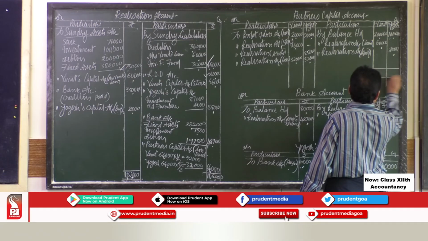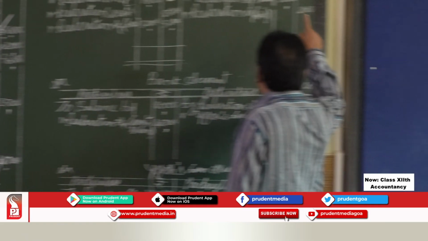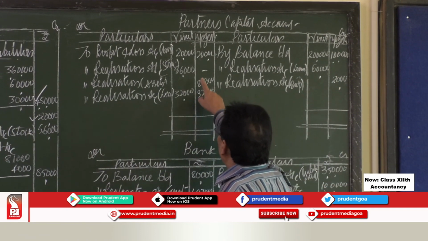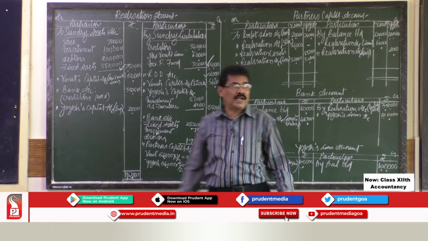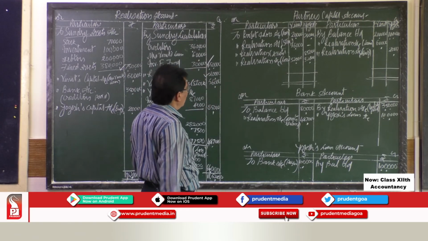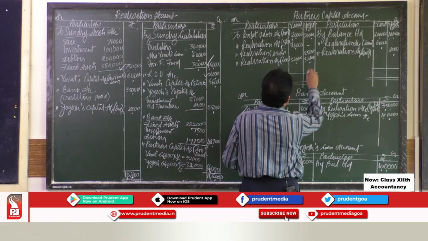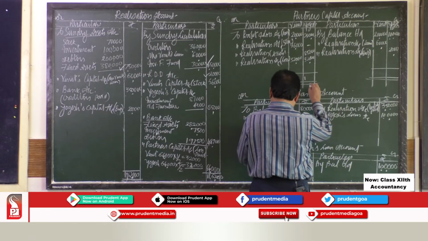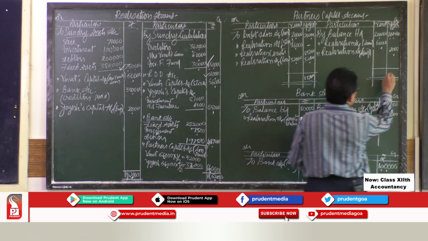So we have to see which side total is greater. Let us go one by one. This is 1,02,000. This side is 20,000 plus 85,000 plus 32,000. Which side total is more? As far as Yogesh is concerned, his capital balance on the debit side is more. So this is 1,37,000.